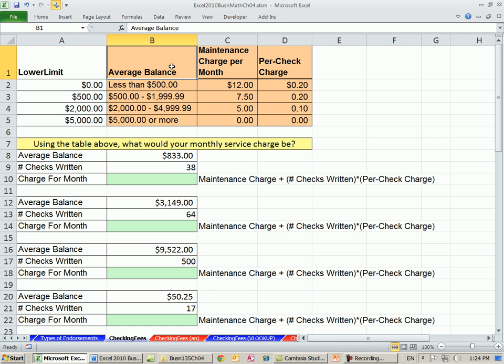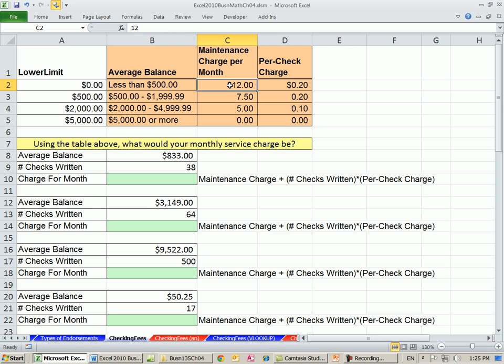It depends on your average balance, right? So we're going to do a couple examples. Our average balance for the month was 833. Our other average balance, meaning the balance in the account for the month, was 3,149. That determines the fee. As you look down here, if you have $5,000 or more, you're not charged anything, right? Because they assume you have so much money in the account that they're going to give you that service for free.